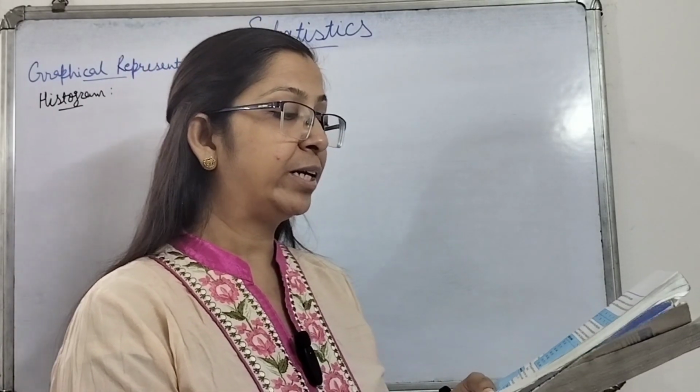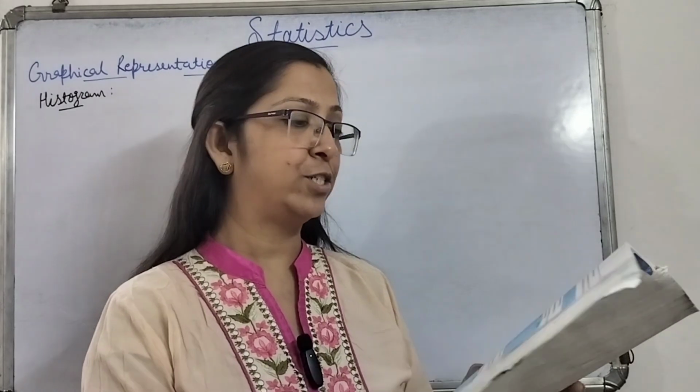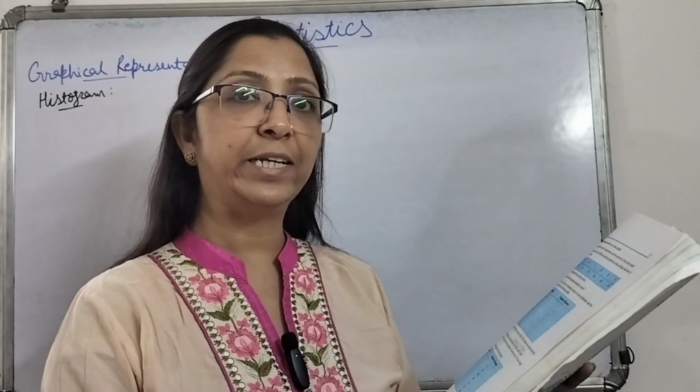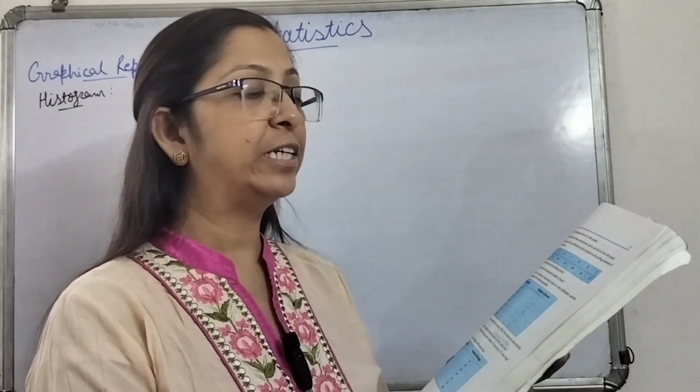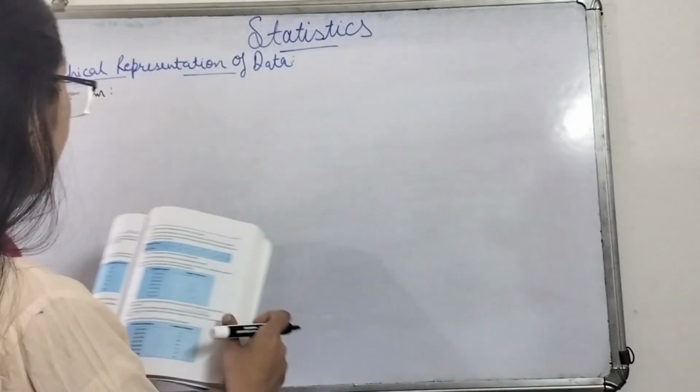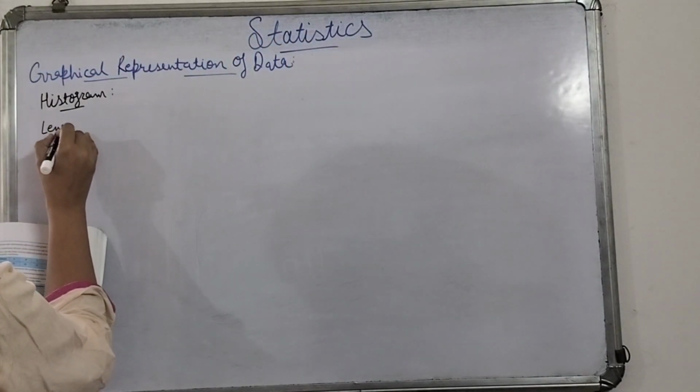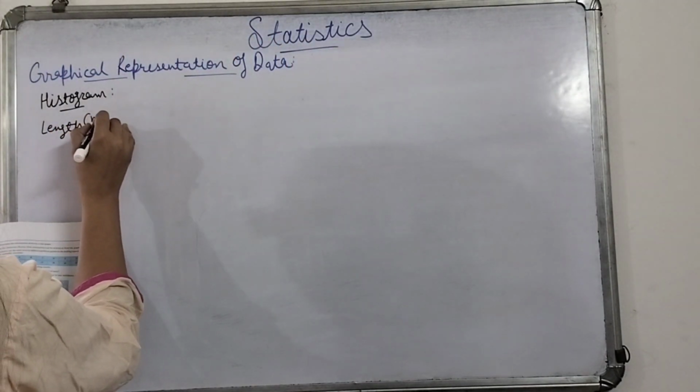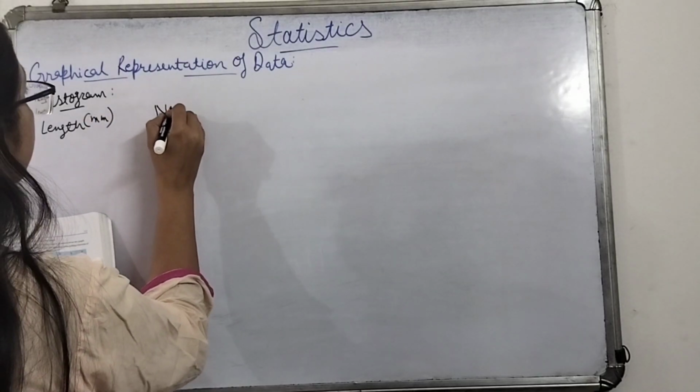Just now we said that we are using histogram for continuous class interval. Over here we can see it is not continuous. So first of all we will convert it into continuous class interval. So first of all we are making the table: length in millimeter and number of leaves.